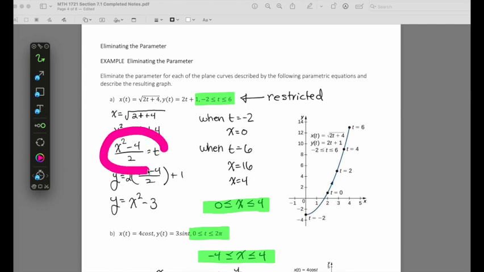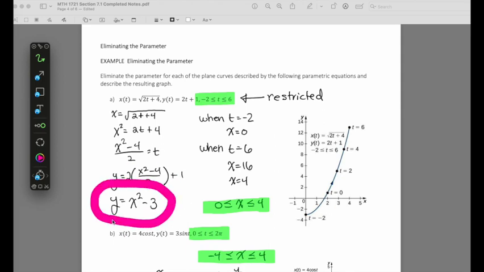Now that I have t in terms of x and I have t solved, I'm going to take this t and substitute it in here into my equation with y. So I'll get rid of that t in here and I'll have it in terms of x now. So I'm going to take this t here and plug it in here. So I have y is equal to 2 times t, which is now replaced with (x squared minus 4) over 2, and then I have the plus 1. And then when I do a little bit of simplification, I get that y is equal to x squared minus 3.